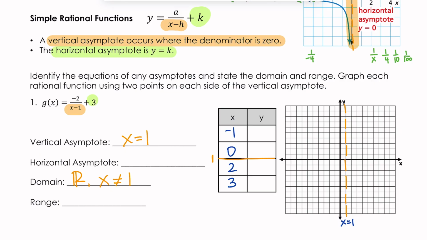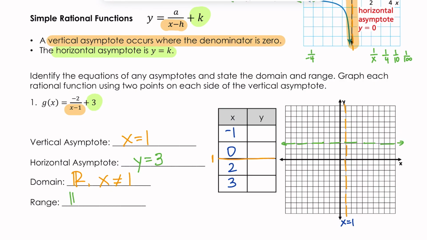Okay, our horizontal asymptote comes from whatever's being added to the side, because that's like the translation up and down. And so in this one, we get y equals 3. And so again, we can graph that horizontal asymptote on the graph.